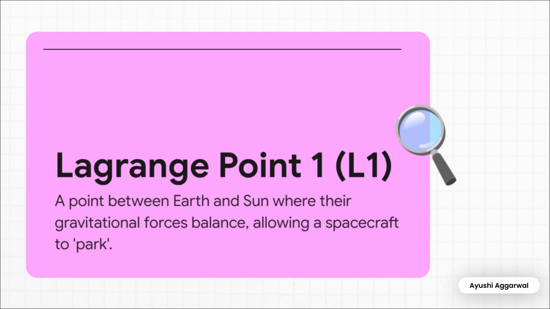So what on earth is that? Well, think of it as the absolute perfect parking spot in space. It's this really unique point between the Earth and the Sun where their gravitational pulls basically cancel each other out. This lets a spacecraft like Aditya L1 just hang out there in a stable position, giving it a non-stop front-row seat to the Sun without having to burn a ton of fuel.